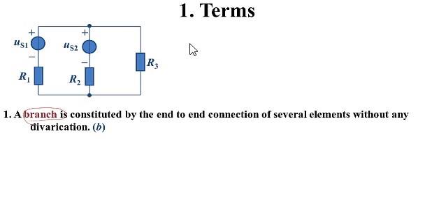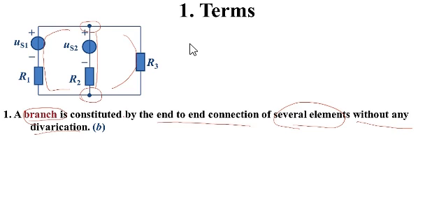Several elements connected to each other without any derivation form a branch. For the circuit, this is a branch: elements connected head to end without any derivation. This is another branch. This is a third branch. This junction separates the three branches. So the amount of the branch is 3 in this circuit.